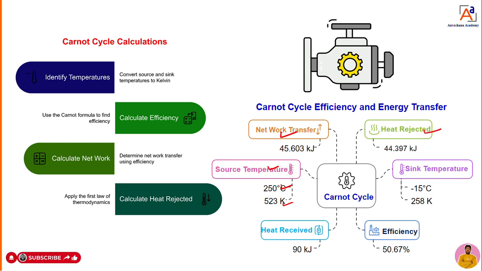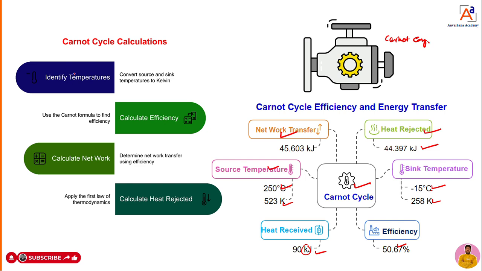How much heat is rejected? 44.397 kilojoules. What is the sink temperature? Minus 15 degrees Celsius, and that is about 258 Kelvin. Efficiency of the Carnot engine is 50.67%. The heat received or heat supplied to the engine is 90 kilojoules. This is what we can call the Carnot cycle or Carnot engine, dear students.